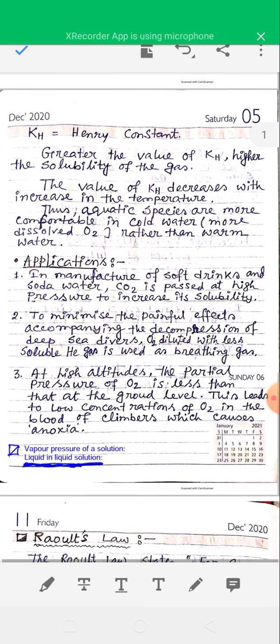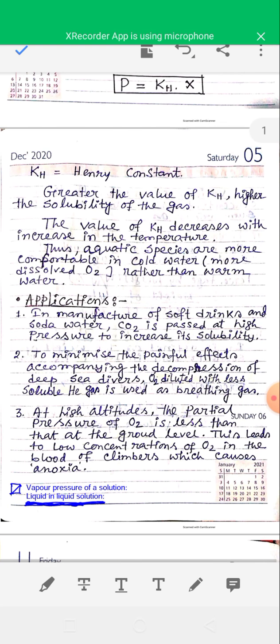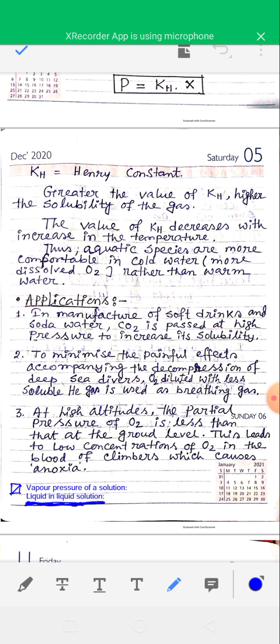Now see the characteristics of Henry's constant kH. Greater the value of Henry's constant kH, higher is the solubility of the gas. And the value of Henry's constant kH decreases with increase in temperature. If temperature becomes high, the value of kH for a particular gas will decrease.